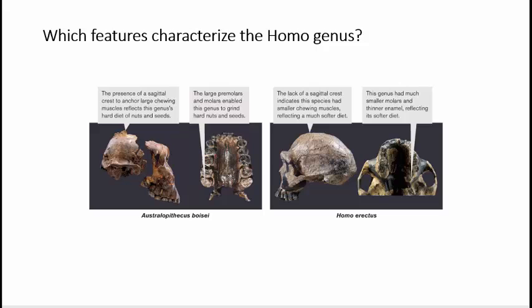Material cultural attributes include stone tools, which are found in association with all Homo species. Some of the Homo species have other forms of material culture, such as use of fire and hunting. Overall, the Homo genus demonstrates behavioral flexibility and the ability to adapt to a variety of circumstances.